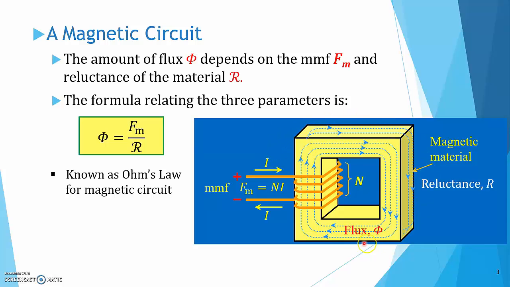This figure shows an example of a magnetic circuit. When a current flows through the coil, a magnetomotive force, MMF, is set up. The MMF, Fm, is equal to N times I, where N is the number of turns of the coil. The MMF drives a magnetic flux flow through the magnetic material. The reluctance of the magnetic material hinders the flow of the flux. This is similar to what a resistor does to the circuit current. Flux is equal to magnetomotive force over reluctance. This is known as Ohm's law for magnetic circuits.